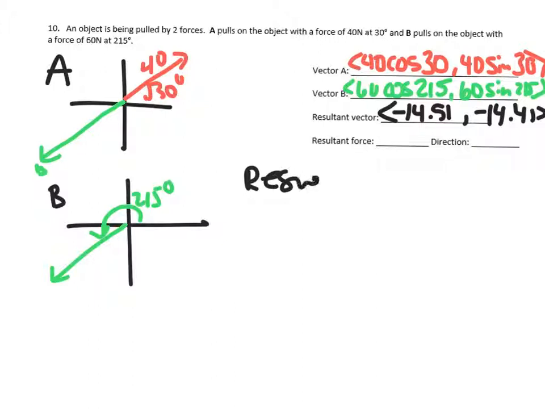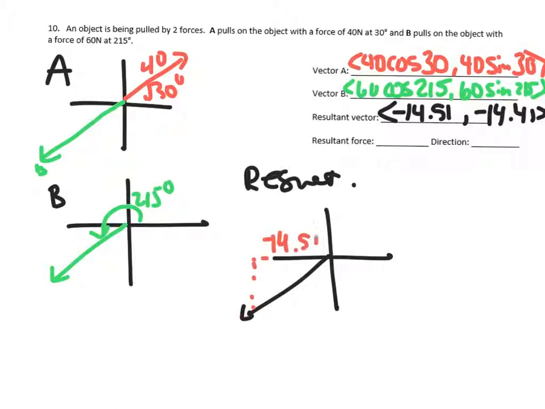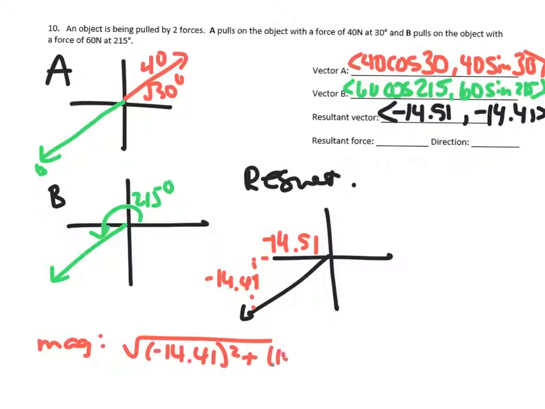So for my resultant, that's a negative comma a negative. So you'll see that if you're pulling in two directions, the direction that it's going to go is going to be this way. Negative 14.51, negative 14.41. And so my magnitude, or my resultant force, is square root of negative 14.41 squared plus 14.51 squared. And when I do that, I should get 20.45.